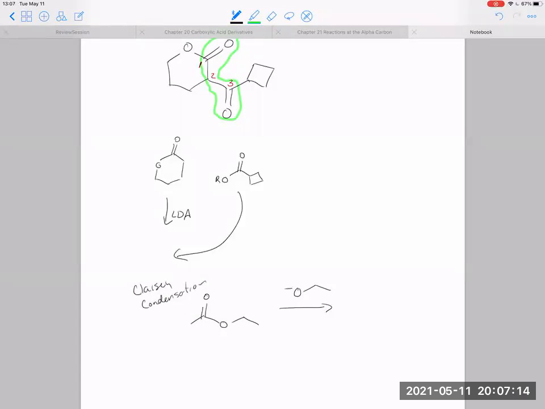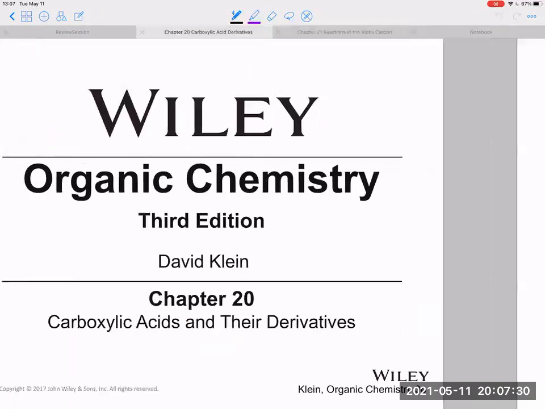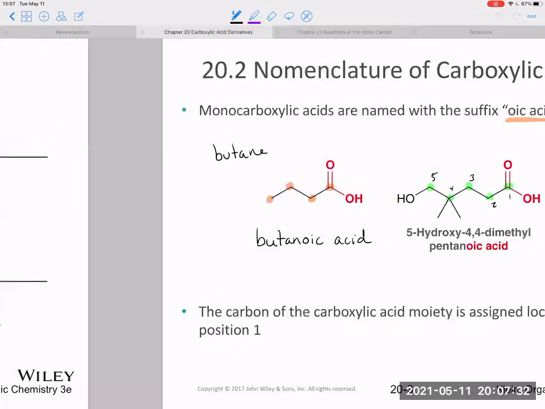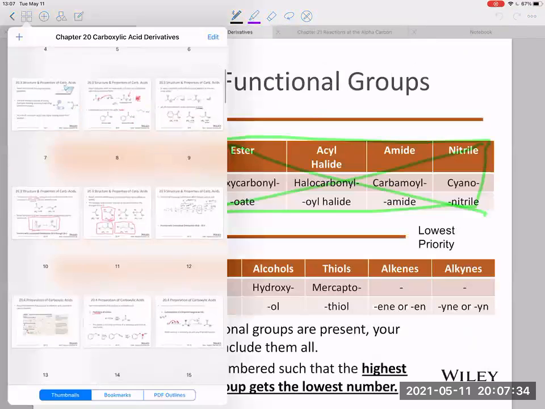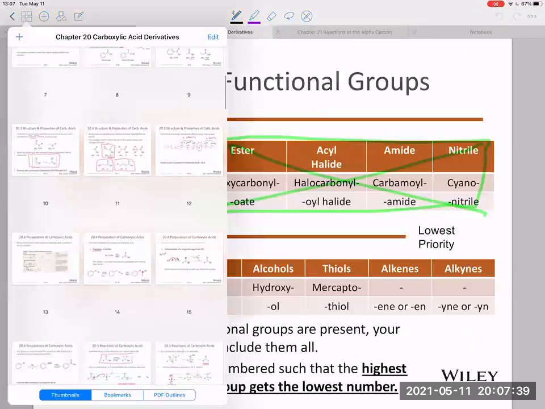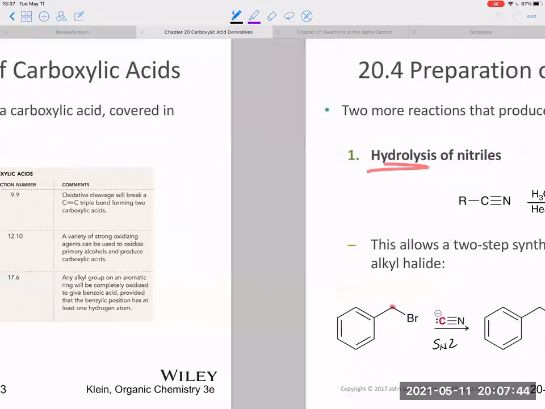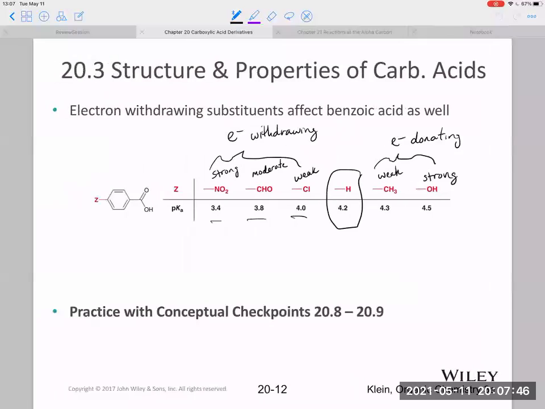Quick question regarding the pKa stuff. Is it on slide 13 of chapter 20? Chapter 21 is going to be the Claisen. Is that what we're talking about? I was saying for the pKa information, was that chapter 20, slide 13? I have no idea. Chapter 20, slide 13. I don't know. What do you mean, the pKa information?